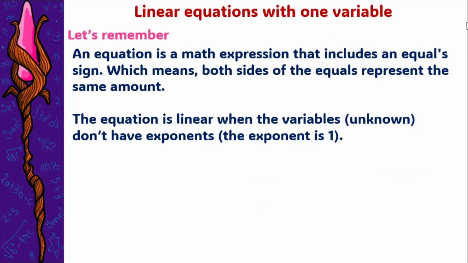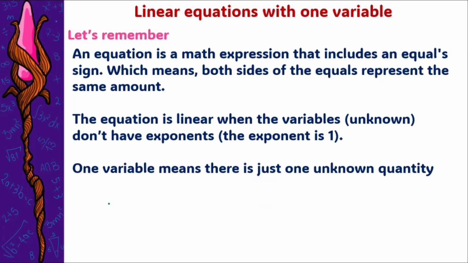And finally, with one variable. With one variable, it means that there's just one unknown quantity. Since we use letters to represent the unknown variables, that would mean they have just one letter. For example, a plus 2 equals 7, or 3x minus 2 equals 10. Those would be linear equations with one variable.